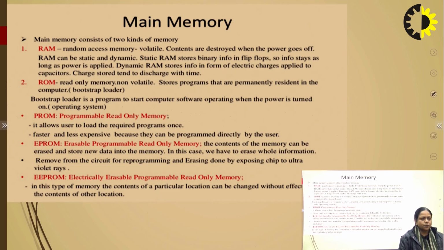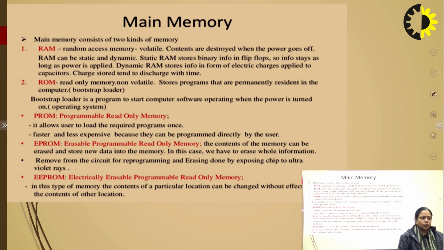Static RAM stores binary information in flip-flops. So information stays as long as power is applied. Dynamic RAM stores information in the form of electric charges applied to capacitors. Charge stored tends to discharge with time. So this is known as a RAM.